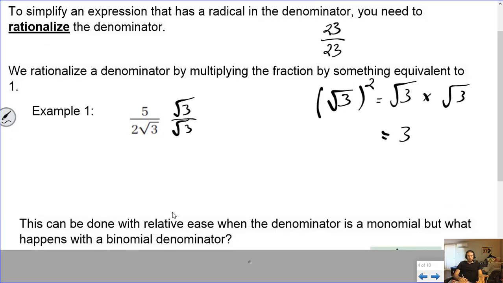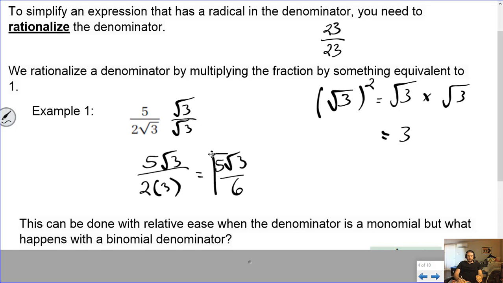Okay, so this can be done with relative ease when the denominator is a monomial like this one, but what happens when it is a binomial? Let's just finish this question and then take a look at how we deal with a binomial. So what's going to happen here is our 5 times root 3 simply becomes 5 root 3. And then root 3 times root 3 is 3. So we get 2 times 3, or 5 root 3 over 6.